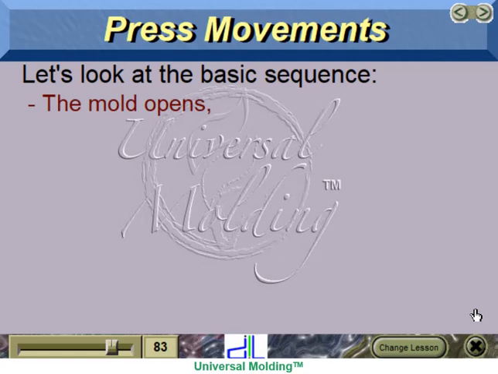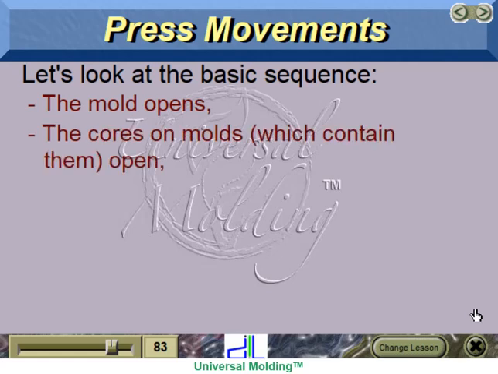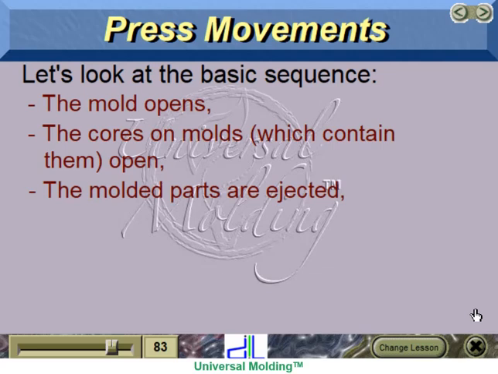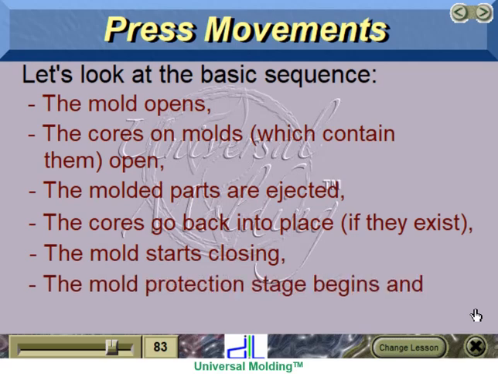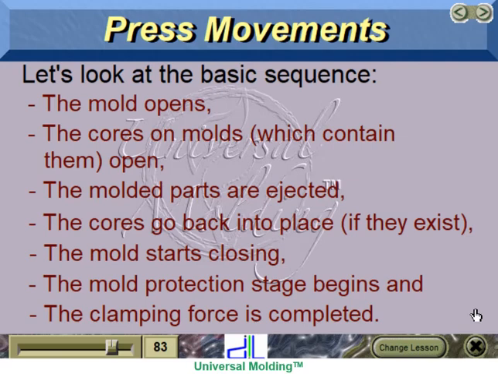The mold opens. The cores on molds which contain them open. The molded parts are ejected. The cores go back into place if they exist. The mold starts closing. The mold protection stage begins and the clamping force is completed.